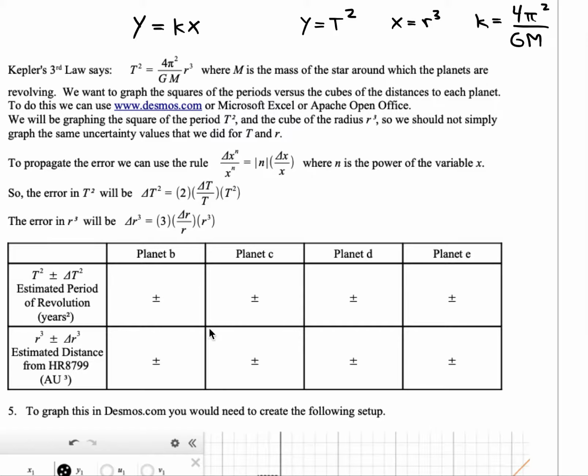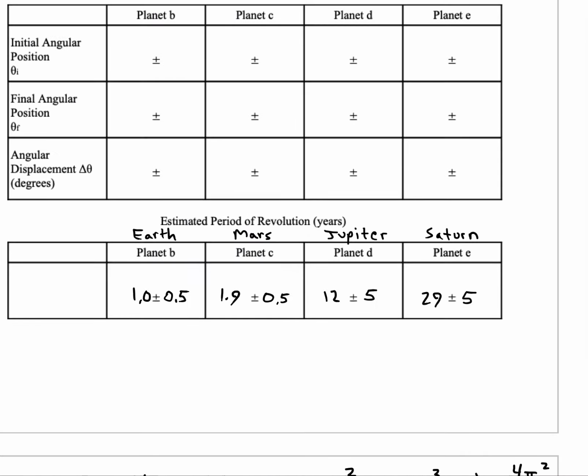All right, so let's square the values from above. However, as it says, we want to propagate the uncertainty. Okay, I'm about to square Earth's radius, so that's just going to be 1 squared, which is 1.